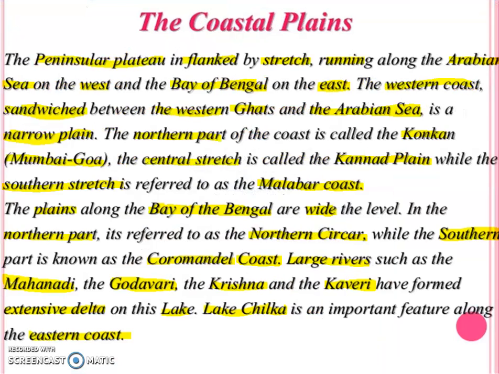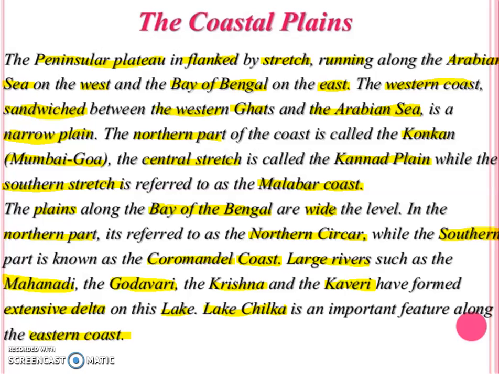Then the coastal plains. These flank the Peninsular Plateau, stretching along the Arabian Sea and the Bay of Bengal on both sides. The boundaries touching the sea are called the coastal plains. On one side, in the west, we have the Arabian Sea, and on the east side we have the Bay of Bengal.